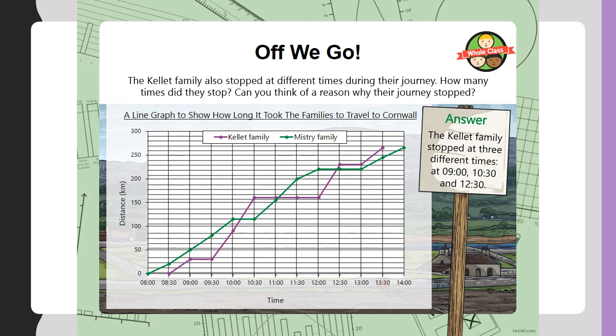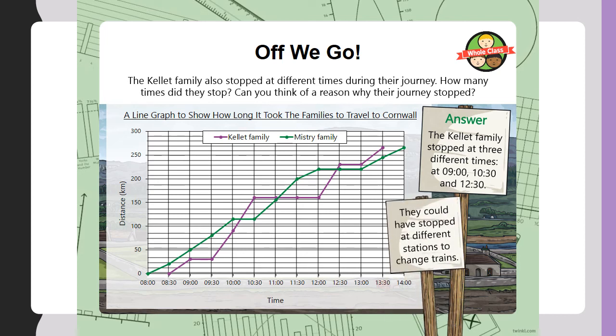So they stopped a number of times and still managed to get there quicker. Why do you think they stopped at those times? Well, they could have stopped at different stations and they could have changed trains. So that's just one of the reasons why. They could have stopped and had to wait for another train at the station.